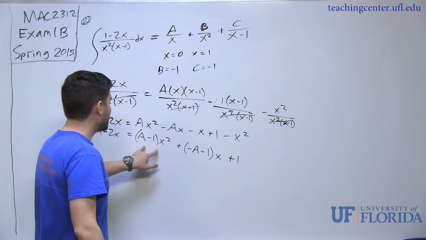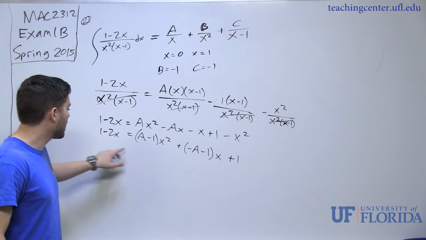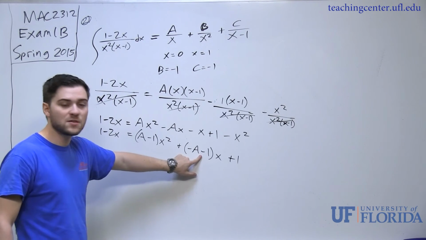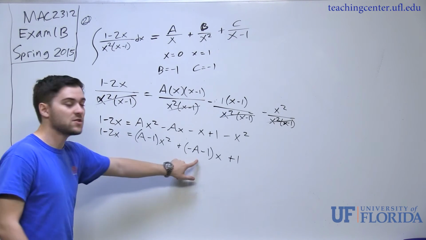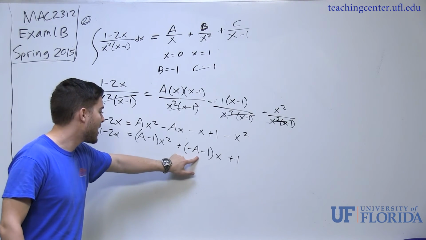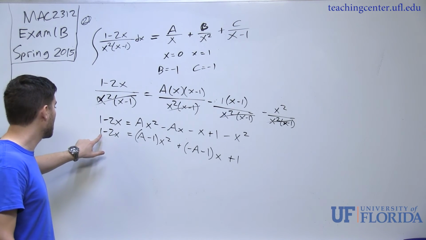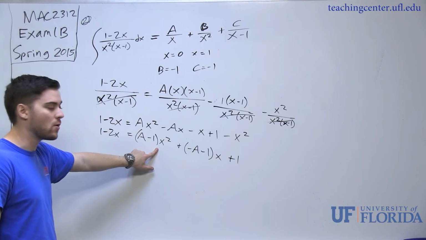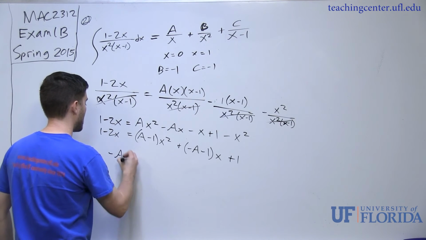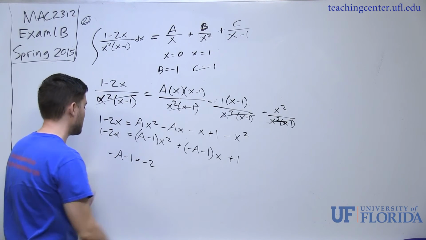If I want to solve for a, I need to pick one of these terms and equate it to what it is on the other side. I'm basically saying that if there's a minus 2x over here, this needs to be minus 2x for these to be equal, because if this is an equation, this side needs to be equal to this side. Whatever a is, it has to work out so that I have the same minus 2x plus 1 and no x squared term. So I'm going to take this minus a minus 1 and equate it to minus 2. So I'm equating this to this.